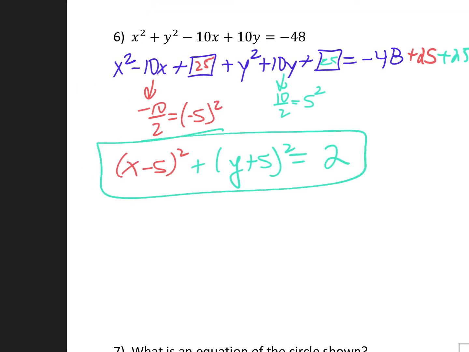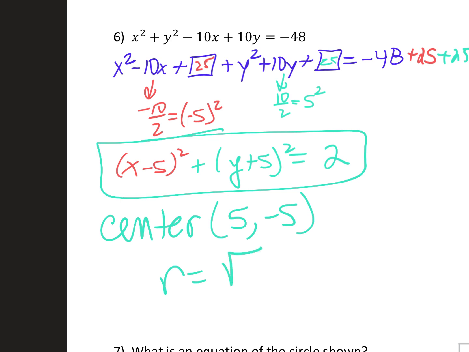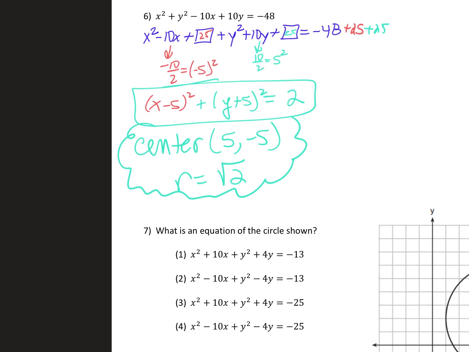In standard form. What's the center? 5, -5, perfect. And then what's your radius? Not 2. The square root of 2, right? We don't know what the square root of 2 is.